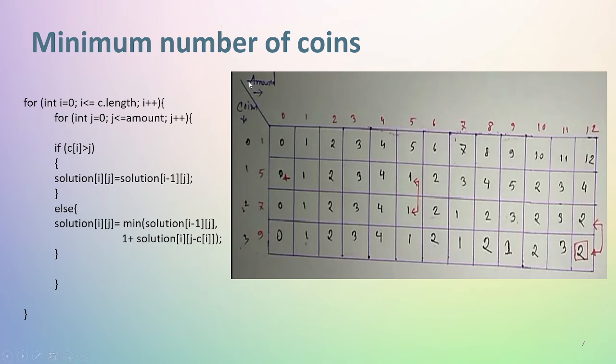If the amount is 1, you have a 1 taka note, then you have to pay one note, that means 1 coin. If you have 2 taka, 3, 4, 5, 6, 7, 8, 9, 10, you have to use the same number of 1 taka coins. That's why I fill this row by this condition.